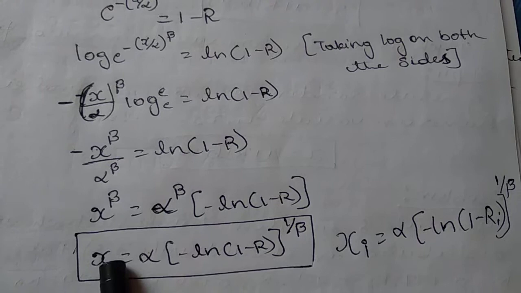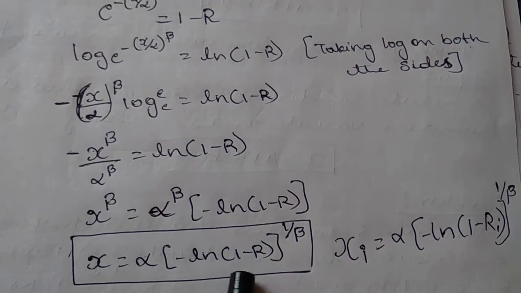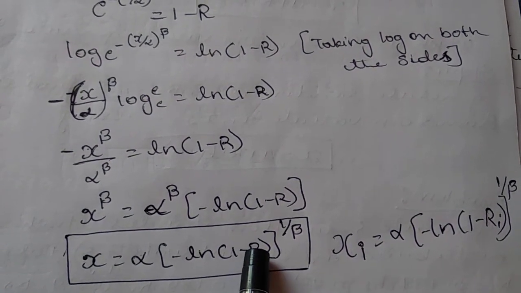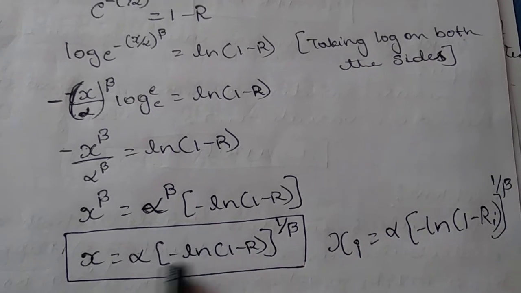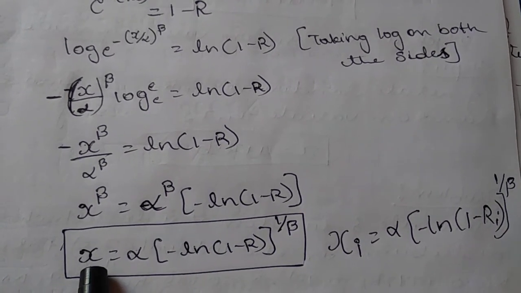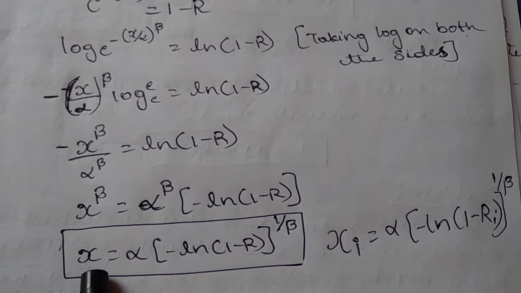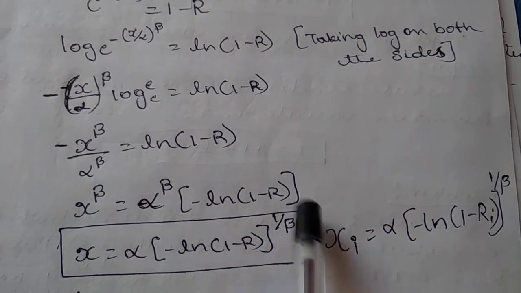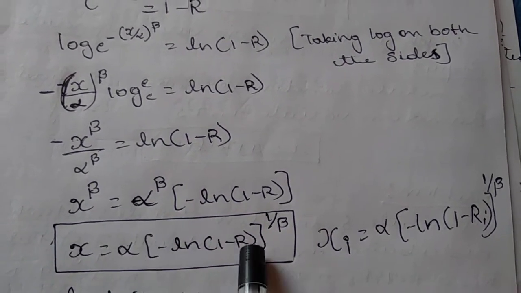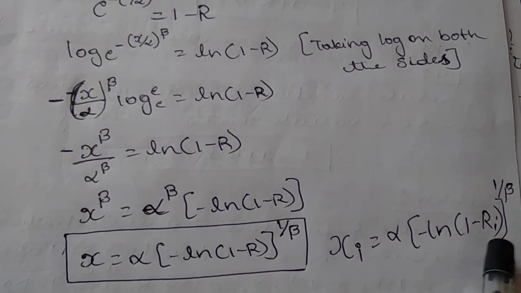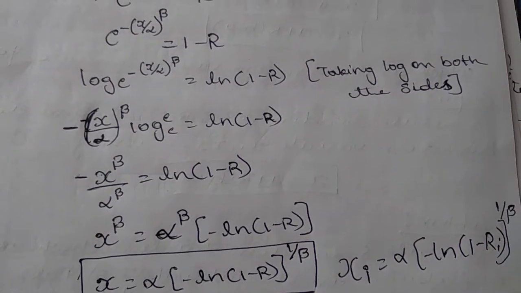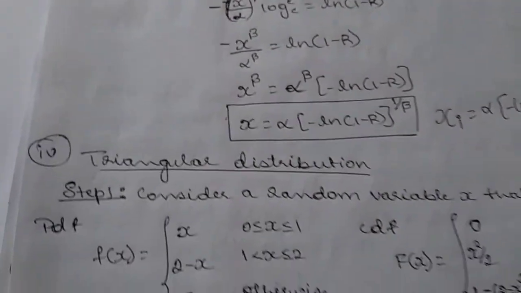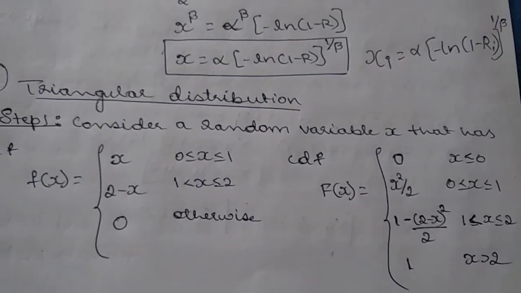Here alpha and beta values will be given. R is your random number which is given, and the value you get for this is the xi, that is the random variable. Okay, alpha and beta values will be given, so you can just solve it easily. And the next technique, it is very important, that is your triangular distribution.